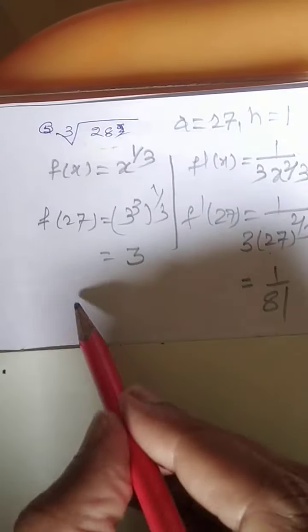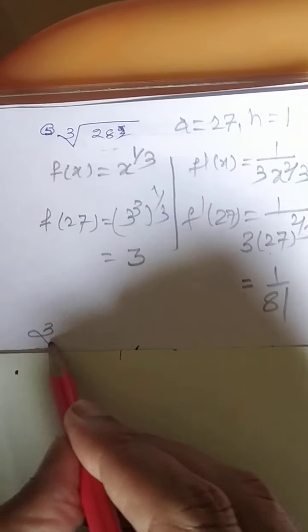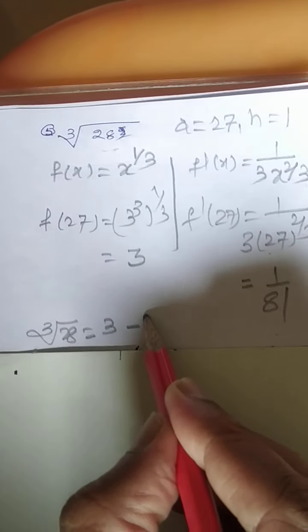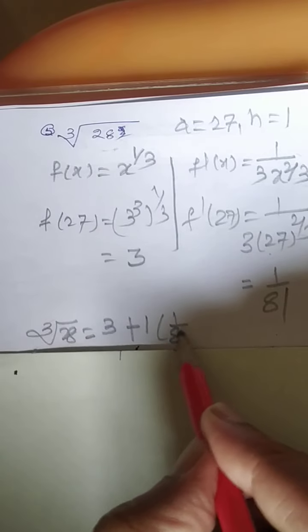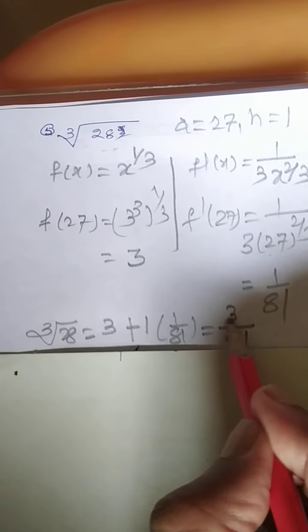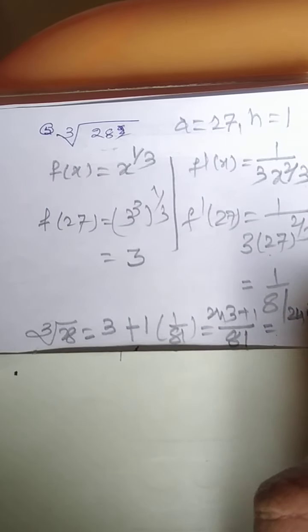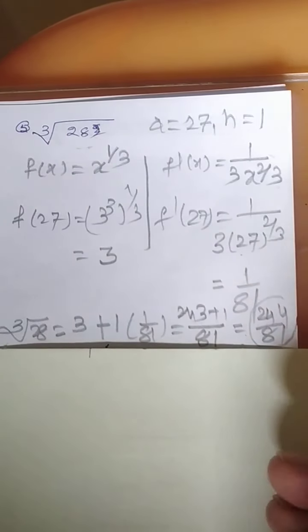Finally, we'll replace the values in the formula. Formula is known to you. Therefore, cube root of 28 will be equal to f of a plus h times f dash of a, which means 3 plus 1 times the value, over here it is 1 by 81. Take LCM, 81. It will be 243 plus 1. So final answer is 244 by 81. Get a decimal value of this, and that is nothing but the solution of the question.